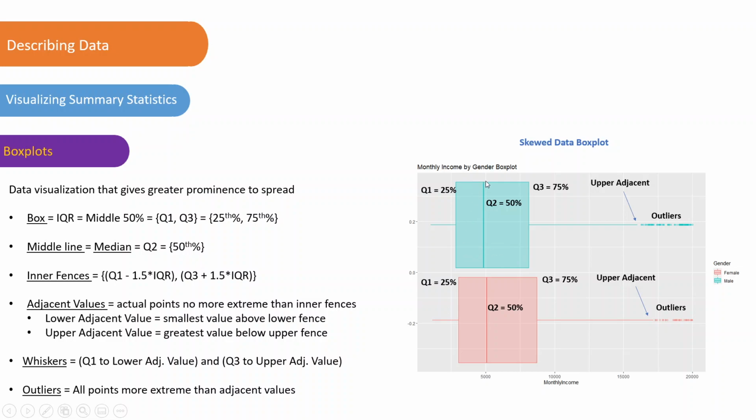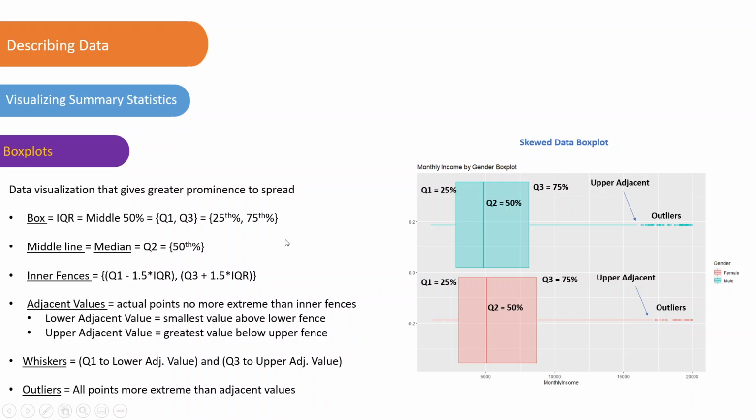Then we have the median line right here, which is the second quartile, the 50th percentile. Don't get the middle 50% and the 50th percentile confused. The 50th percentile is a single data point that marks where 50% of the scores fall above or below. It's the midpoint. The middle 50% is the entire middle 50% of your observations that falls between the 25th percentile and the 75th percentile. So that's the box.